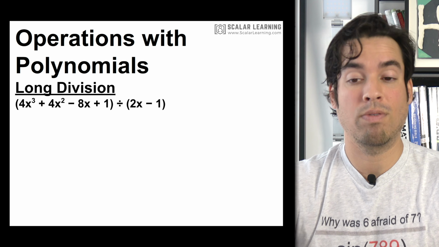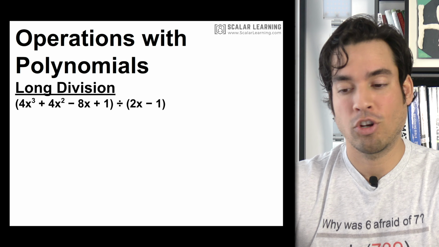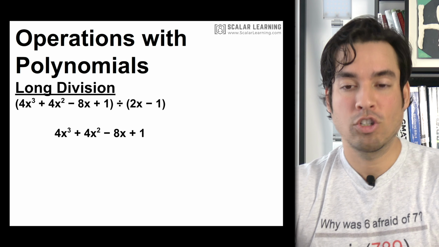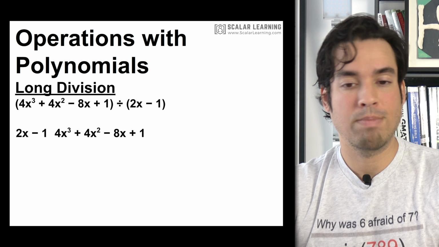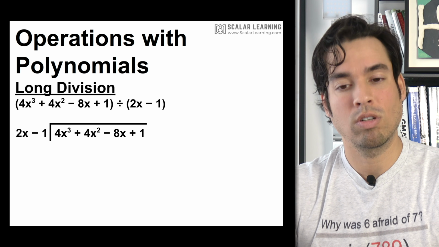Now I'm going to show you how we do long division, because long division comes into play when we do have a coefficient in front of that x value. So let me show you how this works. We take the original polynomial, then divide it by that binomial, and we have an actual long division symbol.